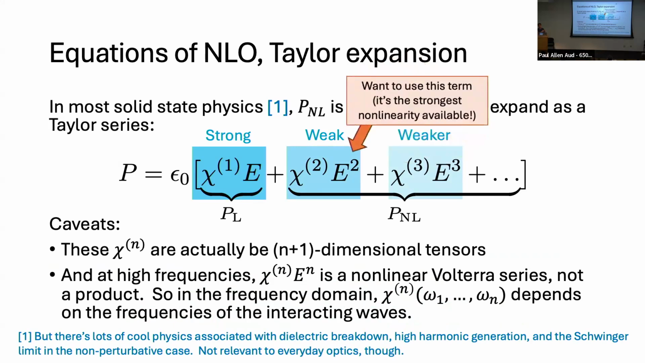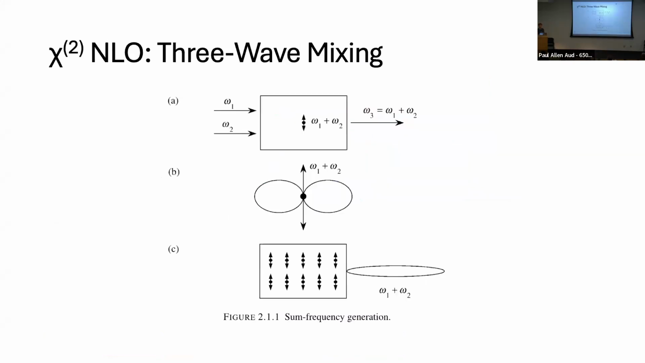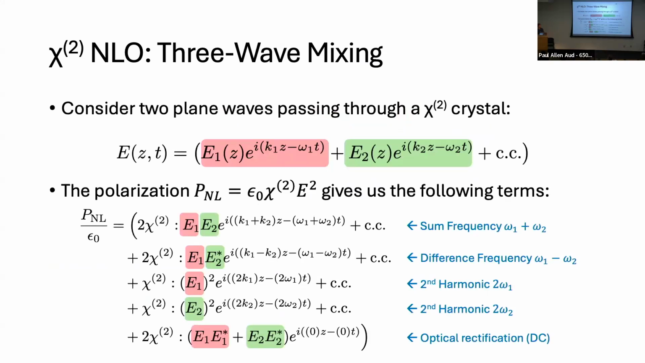And for the purposes of this talk, I'm mainly going to focus on this chi2 term, which is for non-centrosymmetric materials. And this chi2 term mediates three-wave mixing interactions. So if you have two frequencies going into a sample, you can get sum and difference frequencies. You can see this because if you look at the electric field and expand that as a sum of two input frequencies, then the nonlinear polarization is just the square of this E field. So that's going to have sum frequency terms as well as difference frequency terms, harmonic terms, and then also this interesting DC term, which is a rectification term.